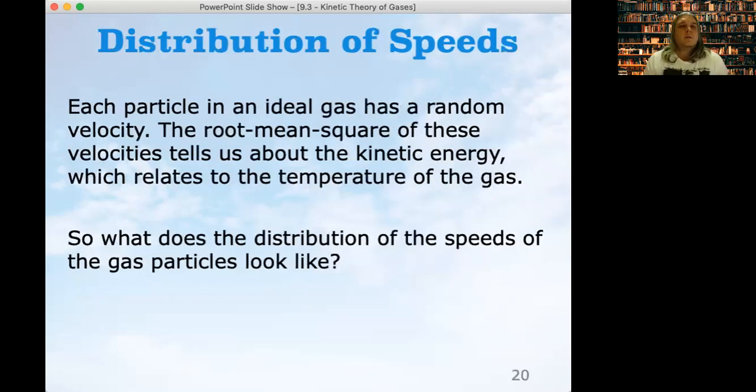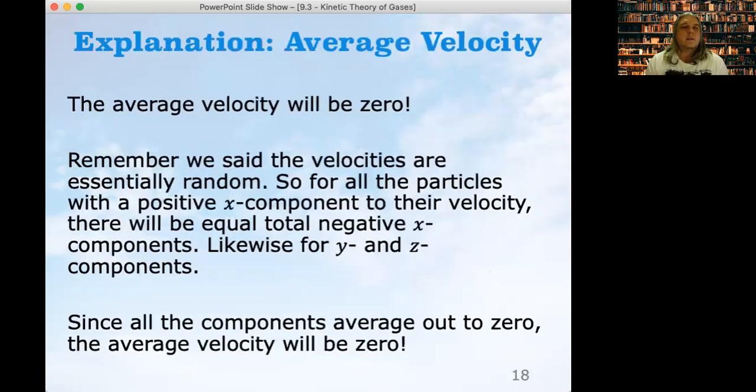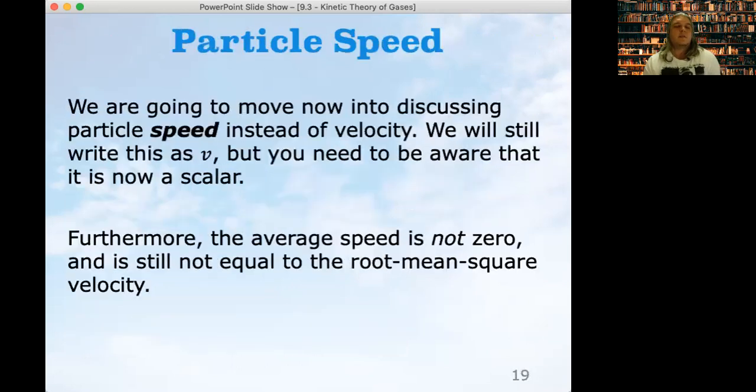So actually, we'll stop there. I'll make a second video for the next half. So that's the first part, where we got out this average velocity, this RMS velocity. In the next video, we'll pick back up from here and we'll talk about the distribution of speeds.